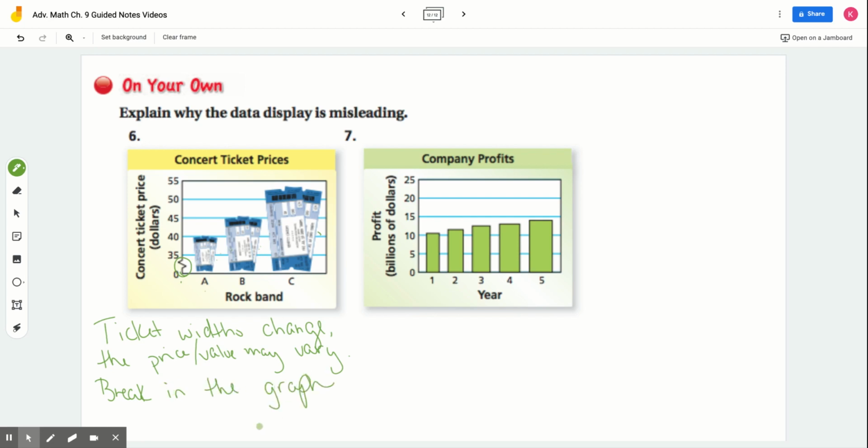Now, with number 7, take a look and see if you can identify why number 7 is misleading. Here we can see that in number 7, they're talking about the company profits over 5 years. and we're talking about billions of dollars. So we can see that over the course of these 5 years, we had about $10 billion, maybe 11, then maybe 12 and a half, and then 13, and then maybe $14 billion. So we had slow growth, but we had some growth.